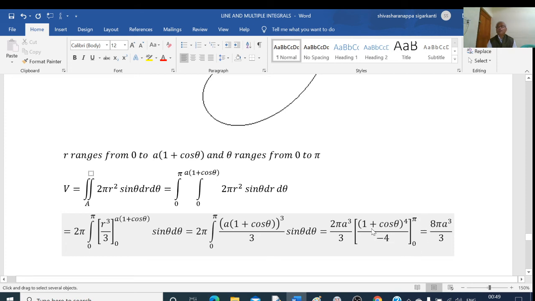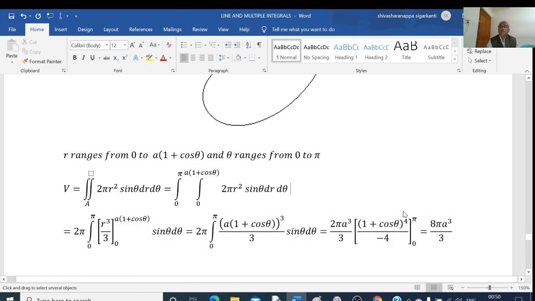Then again I will substitute t back. Or you can consider it like this: some function to the power of n into function dash x. For function dash x, I have to multiply by -1, so I have to divide this by -1. 3 I am writing outside here. Integration of function to the power of n is function to the power of n plus 1 divided by n plus 1. This is between 0 to pi.